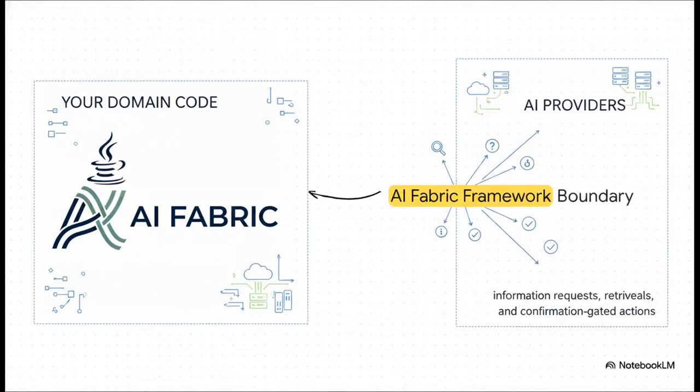But to really dive into this, we first have to define our boundaries. And here's the thing, AI Fabric isn't meant to just replace your existing application logic. Instead, by really understanding this framework boundary, you'll be able to trace information requests, retrievals, and confirmation-gated actions right down to the exact module responsible for them. We're basically mapping the territory between your domain code and the AI providers.